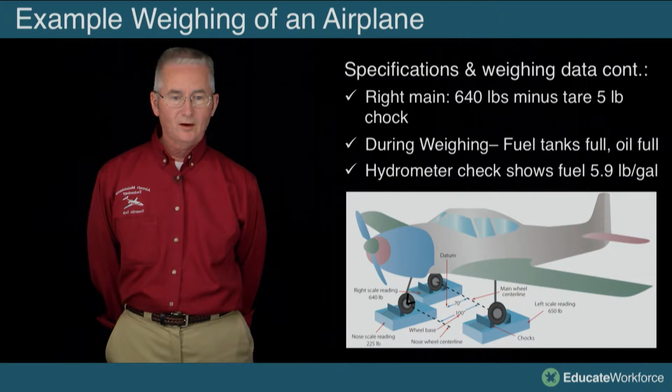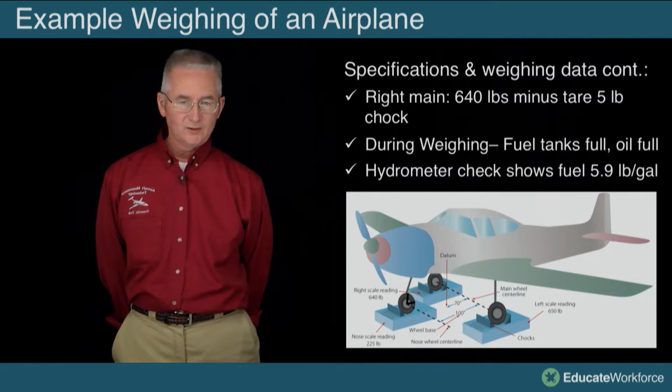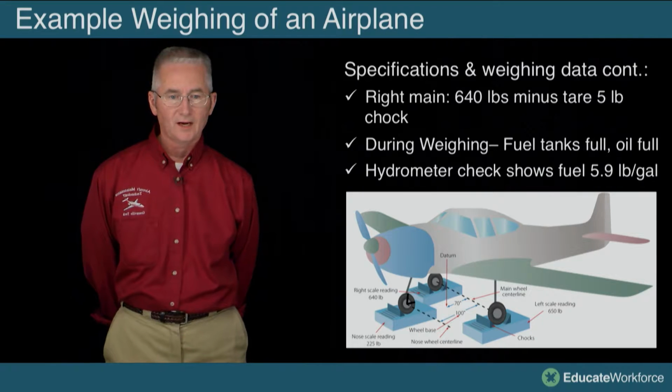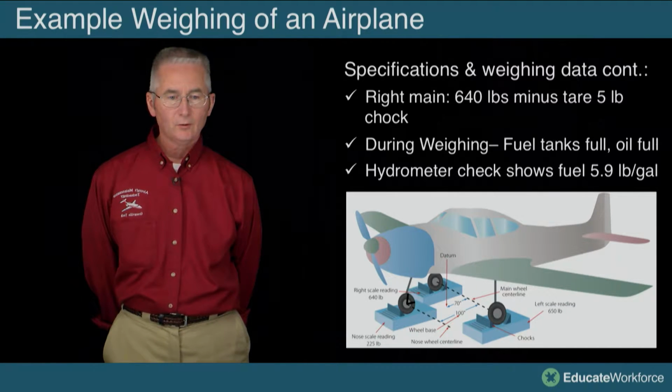The right main tire, when we weighed this aircraft, it was 640 pounds minus the tare weight of 5 pounds. We had chocks on this aircraft to hold it so that it didn't come off of the scales, and the chocks weighed 5 pounds. During the weighing, the fuel tanks were full and the oil was full.